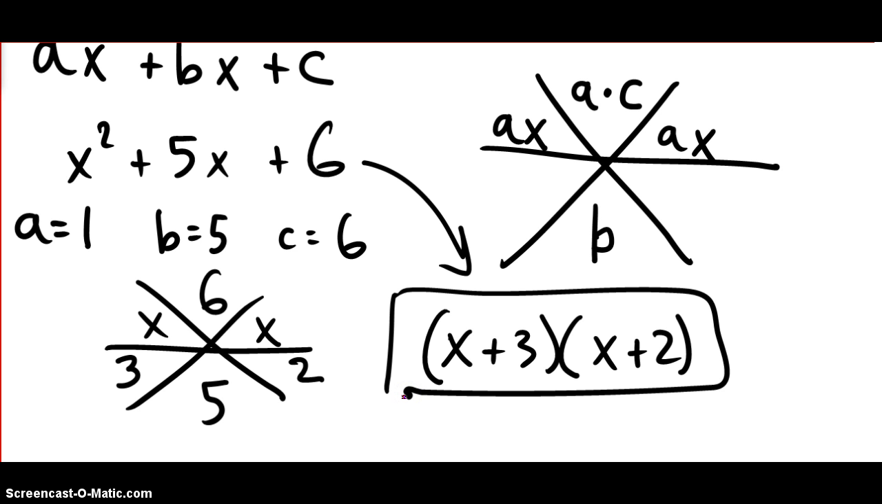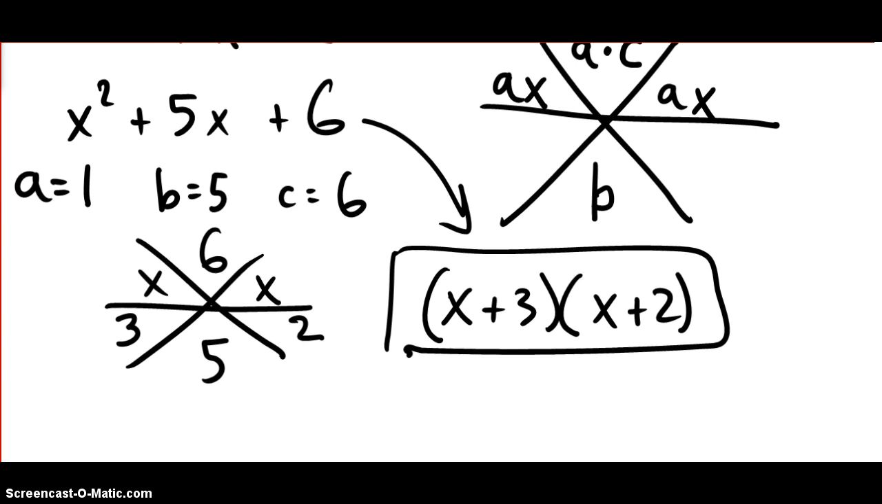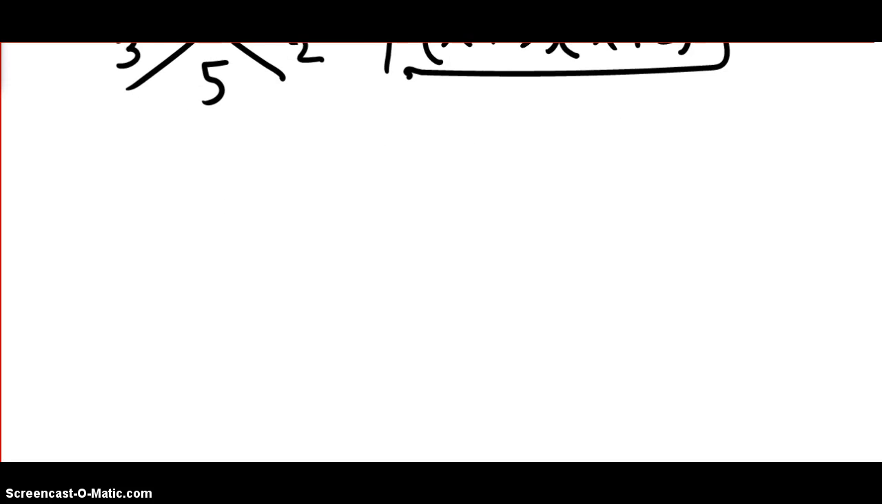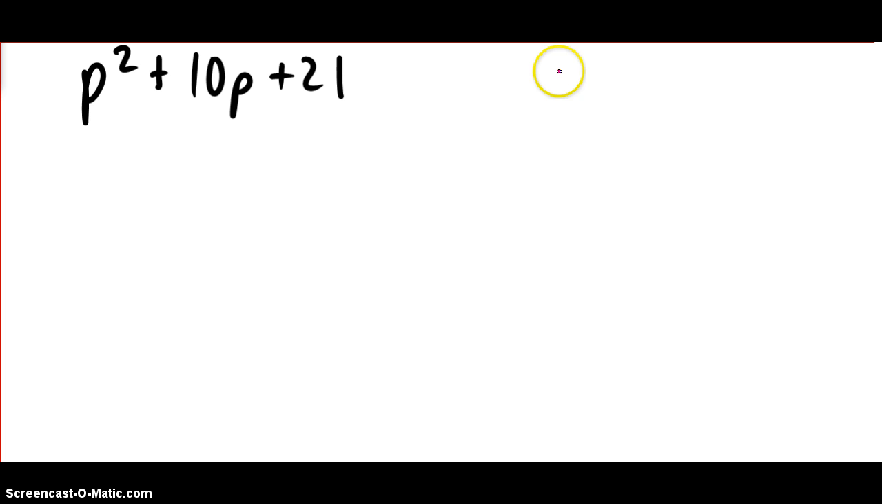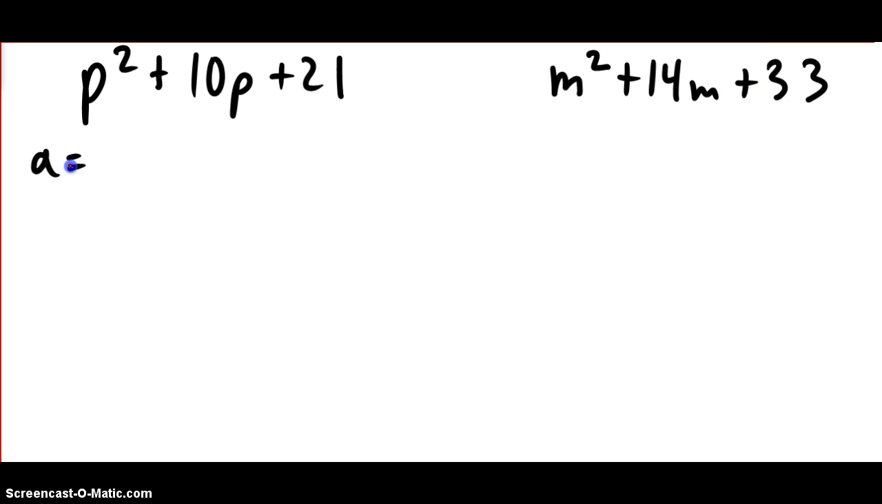Now, I'm going to do one on the left side of the screen, and you're going to do one on the right side of the screen, or in your notes. So let's try this. If I have a problem that looks like p squared plus 10p plus 21, I want to factor this quadratic. You have a problem that looks like this, m squared plus 14m plus 33. So I identify a, b, and c. Go ahead and identify a, b, and c for yours. Pause if you need to right now.